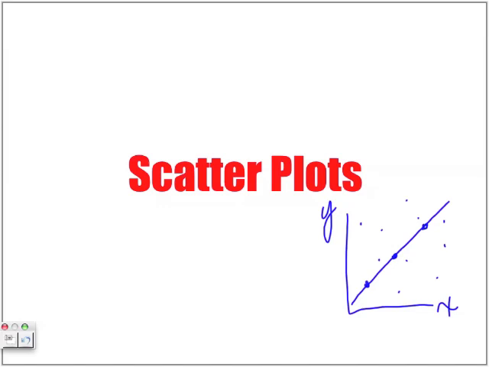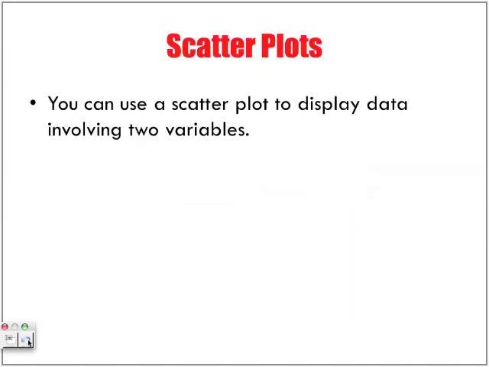And that's what the scatter plot is. They're scattered all over the grid, and that's where we get the name scatter plot. Now, you can use a scatter plot to display data involving two variables. Our two variables are the independent and the dependent variable. And what we want to see is, is there a relationship between the two variables?